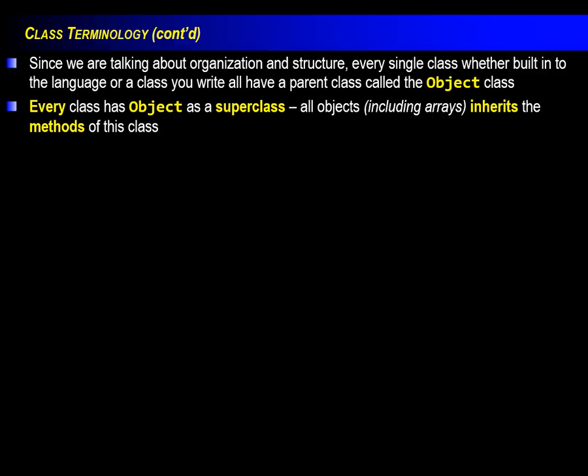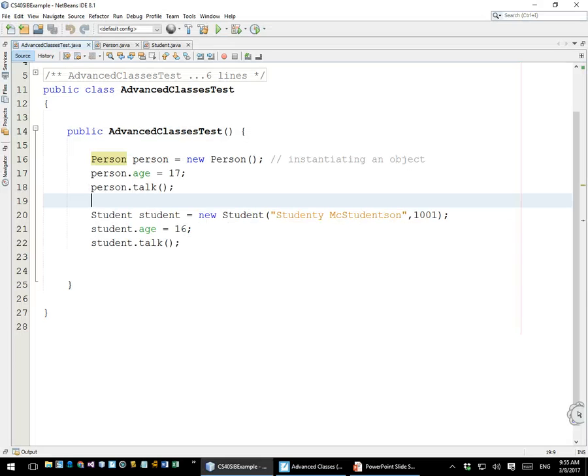Every single class already has built into it a superclass. In other words, a parent class. Every single class in Java comes from a class called the Object class. Okay? Every class comes from Object. So let's take a second to write some code with that.